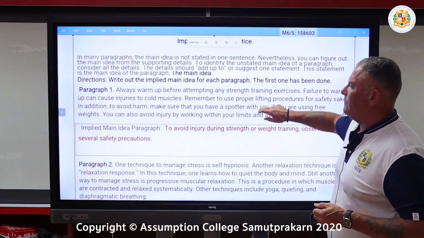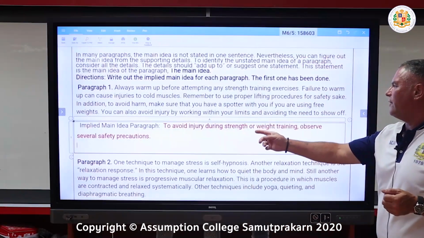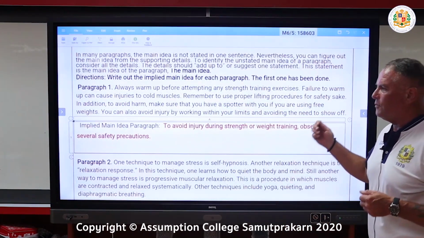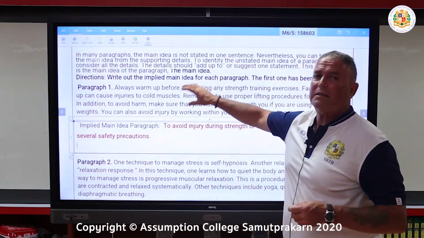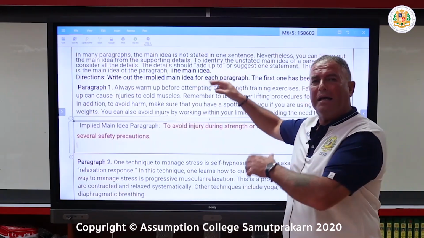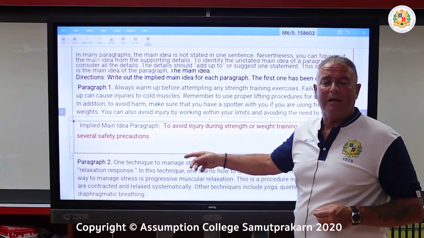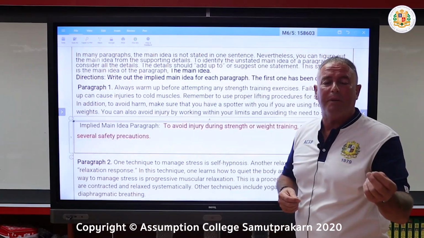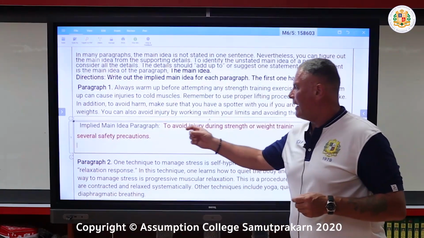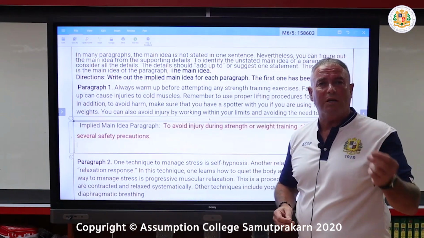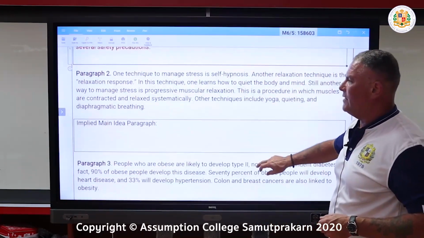So here, main idea: to avoid injury during strength or weight training, observe several safety precautions. When you added all that together, that's what that passage is telling you. You do not see those words written like that. This is why we say it's being implied. This is what you need to do. You need to put all that together and come up with a sentence which tells us what the author is trying to tell you.